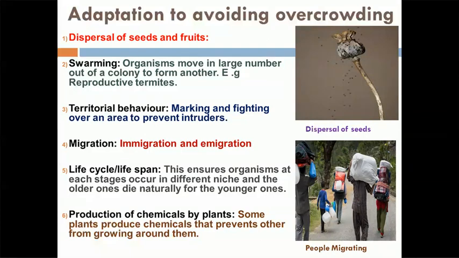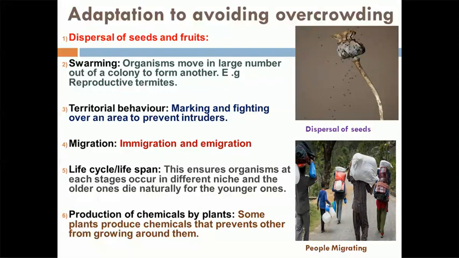Life cycle is number 5. This ensures organisms at each stage occur in different niches or locations, and the older ones also die naturally so that the young ones can survive. So when the older ones die, the young ones can live, and so it helps to curb overcrowding.